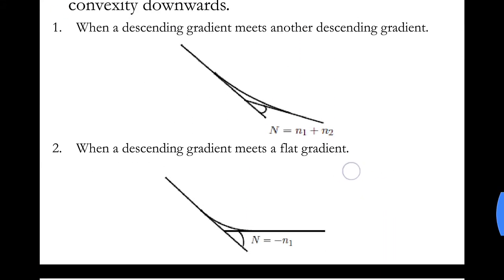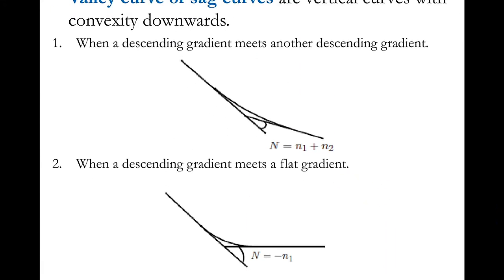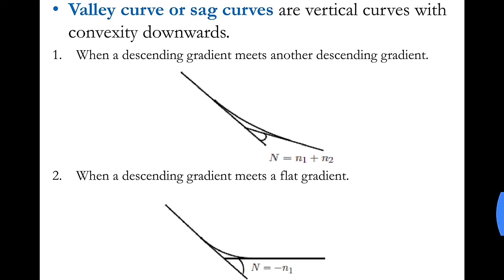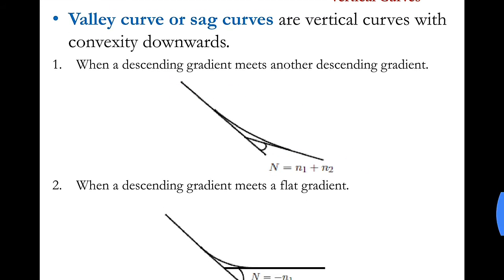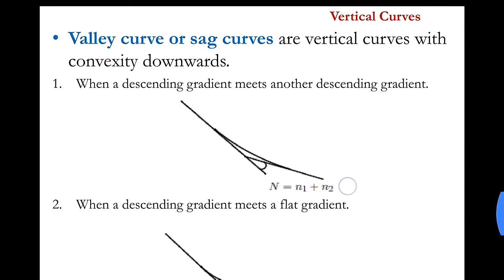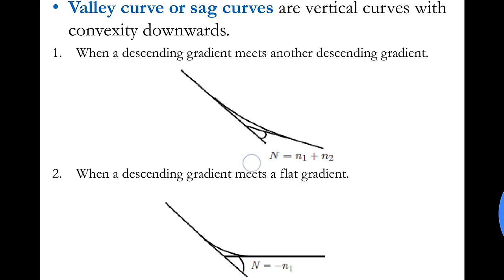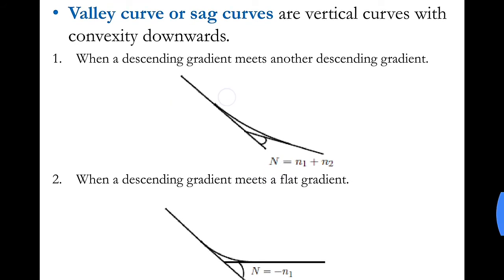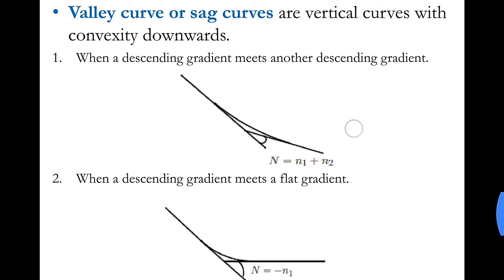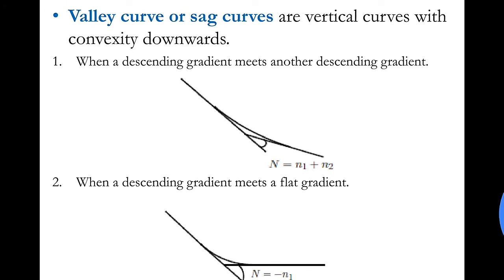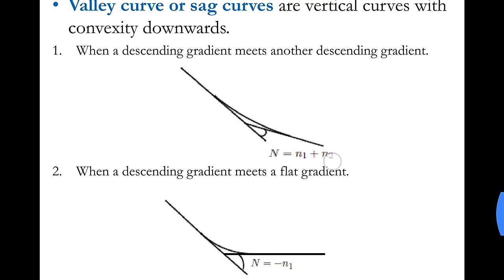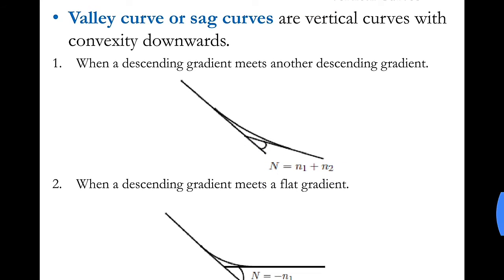Now again there are 4 conditions for formation of a valley curve. When a descending gradient meets another descending gradient, when minus n1 meets minus n2, where minus n1 is steeper than minus n2. In that case, what would be the deflection angle? It would be minus n1 minus of minus n2, so this would be n2 minus n1. Okay, the formula written over here is wrong. It would be n2 minus n1.